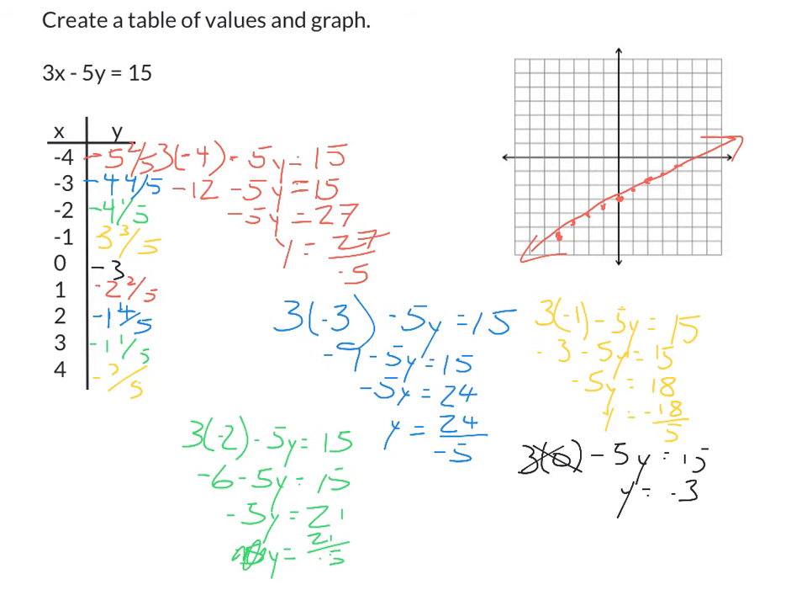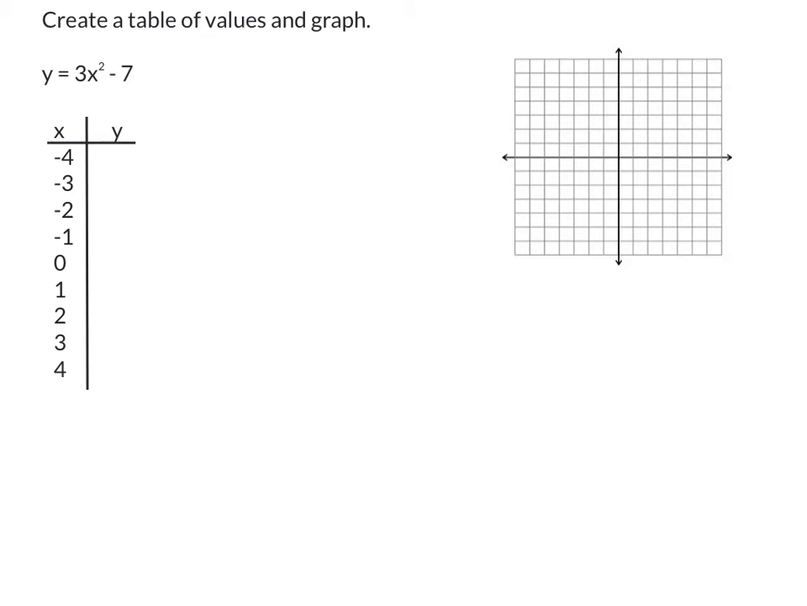Let's look at a different one. I have the same table of values. I have a different equation that we're going to convert into a numeric form and then graph. So starting with -4, we have y equals 3 times -4 squared minus 7. And so y is equal to, well, -4 squared is 16. So 3 times 16 minus 7. 3 times 16 is 48. And so we get a result of 41.